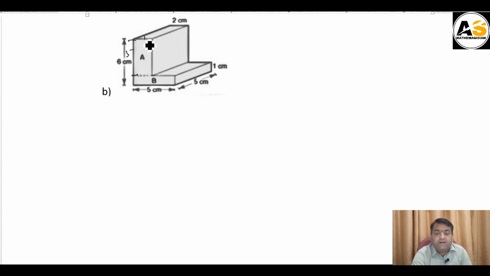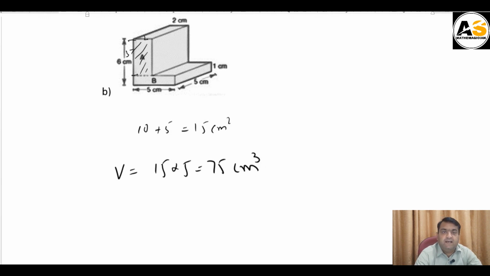This is 2. What is this area? This area is 10. And what is this area? This rectangle. This is 5 multiplied by 1. This is 5. So the area of cross section is 15 centimeter square. And what is its length or its height? Throughout, its height is 5 centimeter. So volume will be area of cross section multiplied by height, 75 centimeter cube. I hope this is clear.